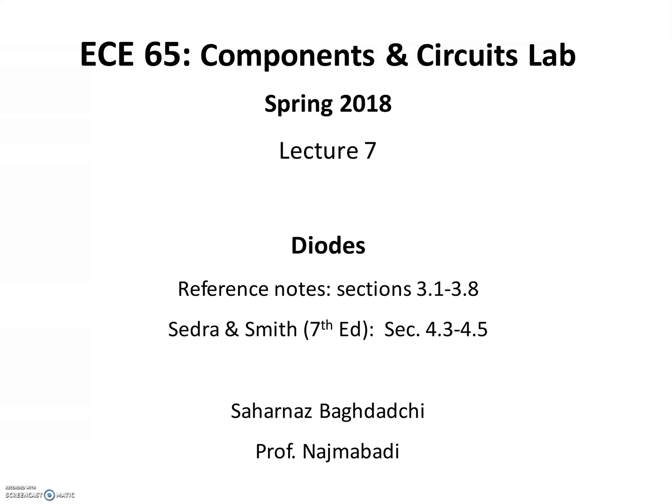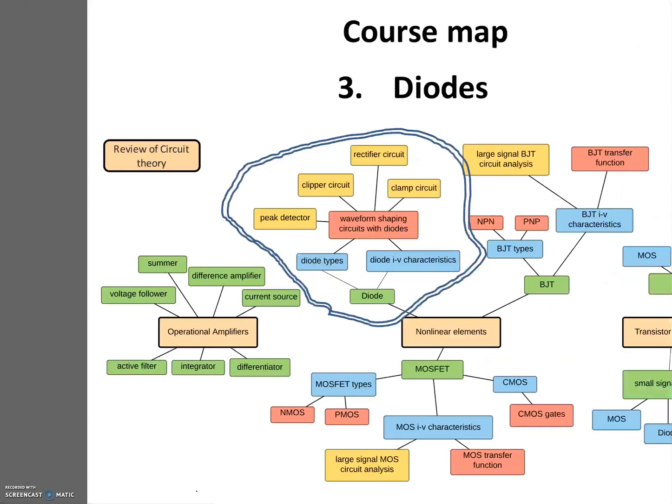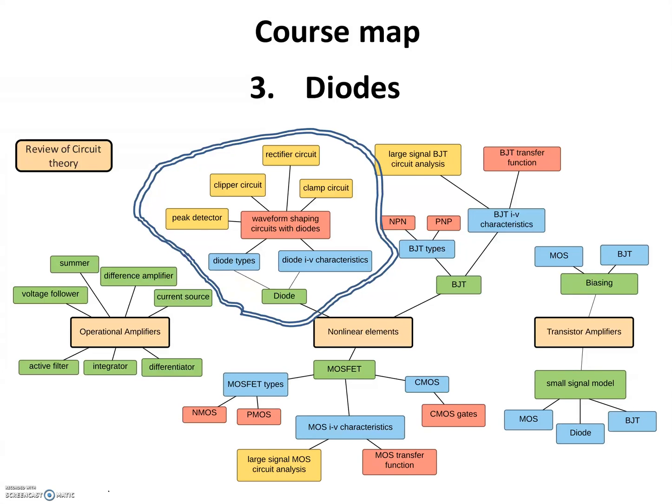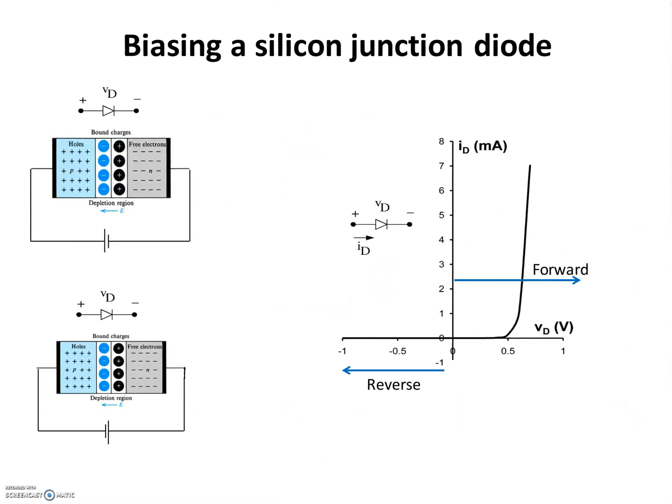Hello everyone, so we're continuing the topic of diodes. We're going to look at their IV characteristics and we're going to look at their forward and reverse bias conditions. So you saw that PN junction diodes can be built by placing a P-type semiconductor close by an N-type semiconductor.